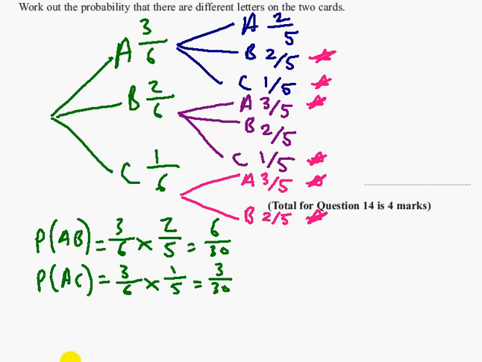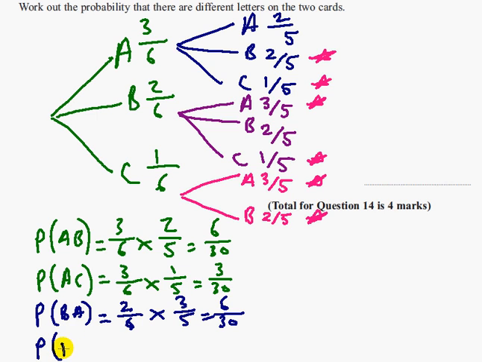Now I'm going to change colour. So probability BA next. It's going to be 2 out of 6 times by 3 out of 5. I hope I've done this right. And that's 6 out of 30. Probability of BC is 2 out of 6 again times by 1 out of 5. And that is 2 out of 30.